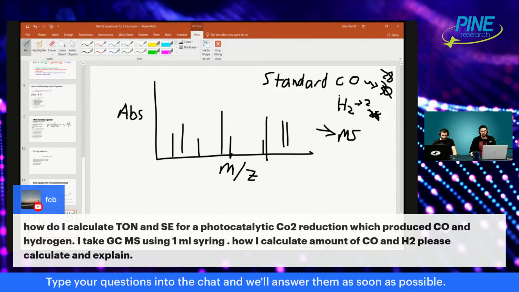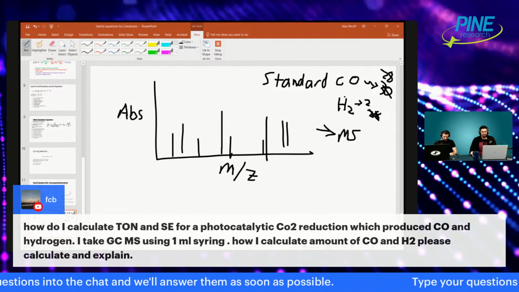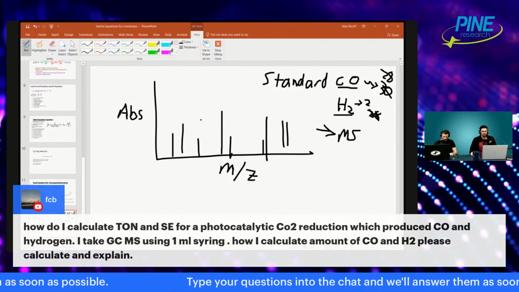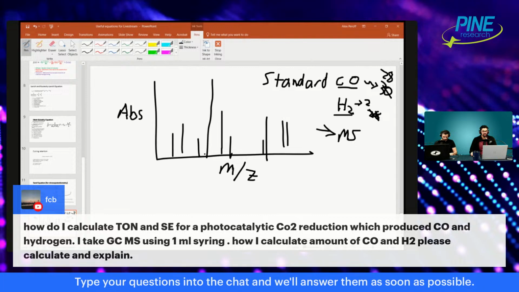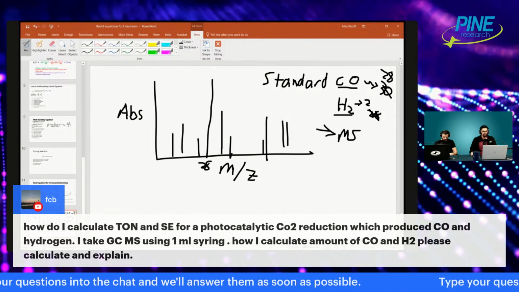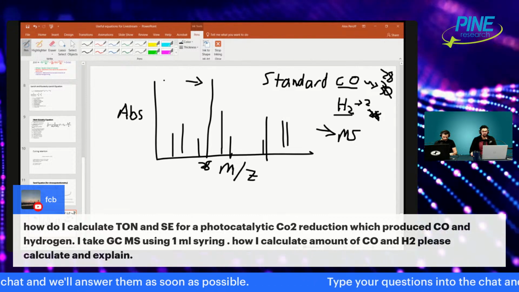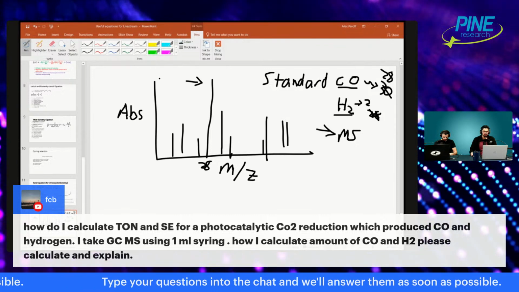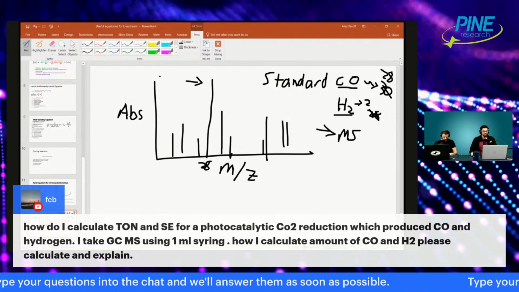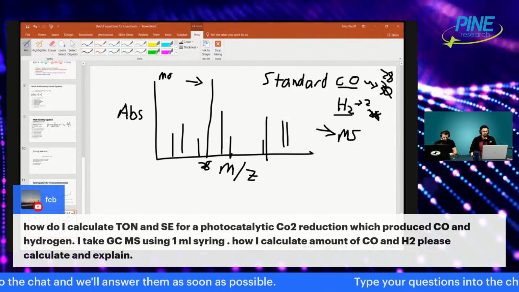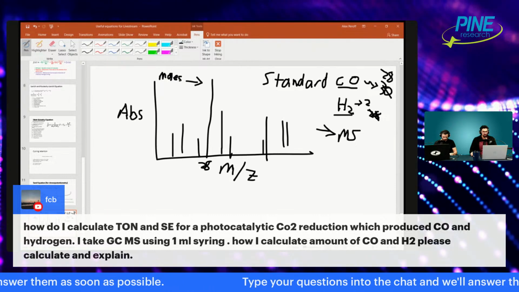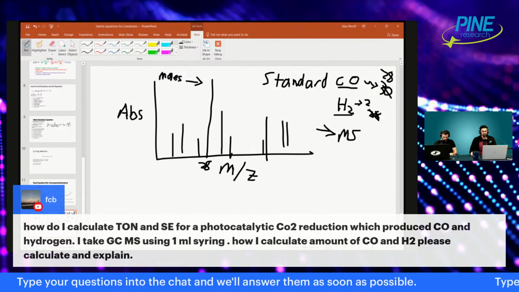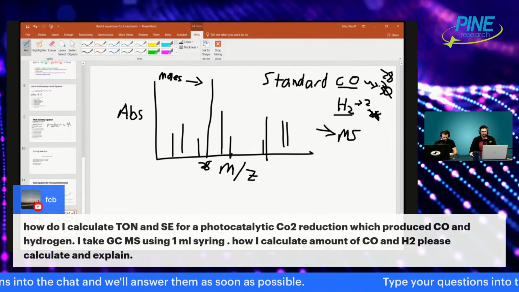And if you create a standard that's just a low concentration, a low pressure of CO in a 1 milliliter syringe, then you'll know, oh, I'm going to get this spike around 28. And I know that this corresponds to some ppm or a known mass. You'll know the number of moles, because you'll have the volume, and you'll know the absorbance, and you know how much is in there. So you'll be able to determine the moles of the standard.